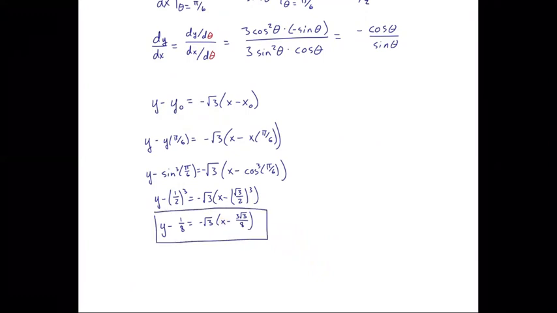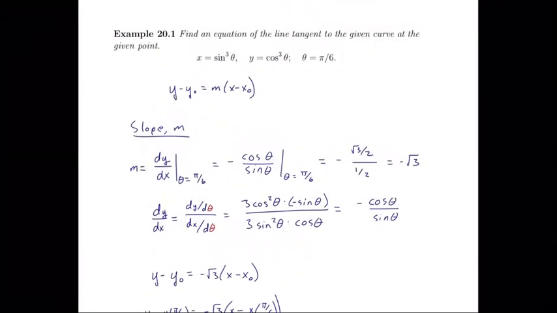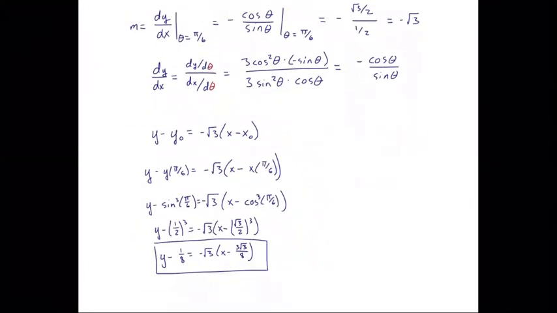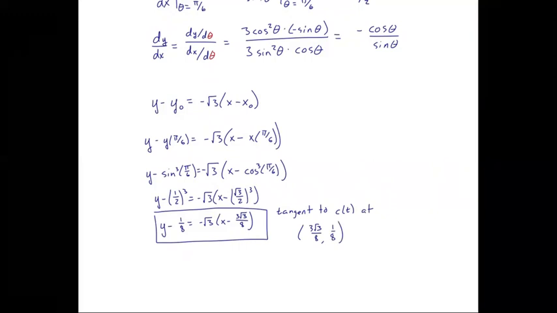Okay, so there's the equation of the line that's tangent to this curve at the parameter value theta equals pi over 6. The point that that occurs at, let's make a note of that. This is tangent to c of t at the point 3 root 3 over 8, comma 1/8. Okay, so that's the point at which this line is tangent to that curve.